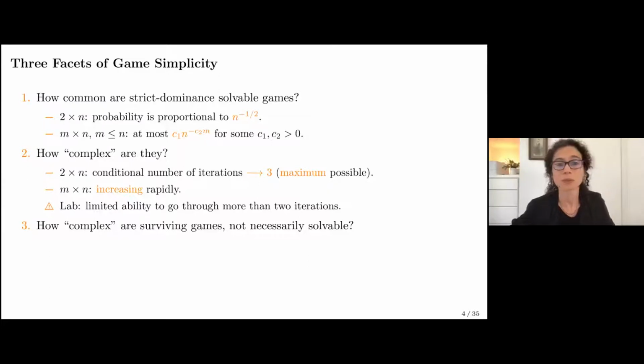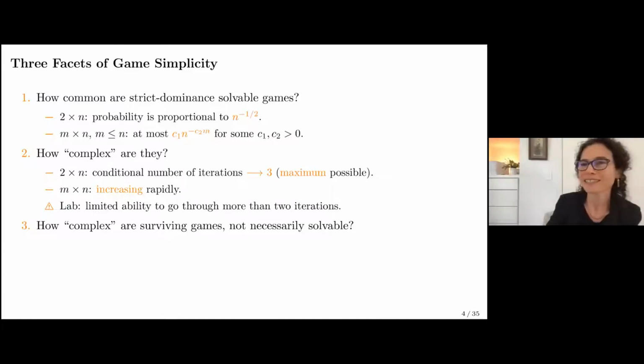So for example, in the 2x(n) case, the conditional number of iterations is asymptotically 3, which is the maximum possible one. And as you increase the number of actions of both players, the number of iterations required increases rapidly. This is a little bit alarming in view of some of the data that we have, because we know that in general, players have fairly limited ability to go through more than 2 or 3 iterations.